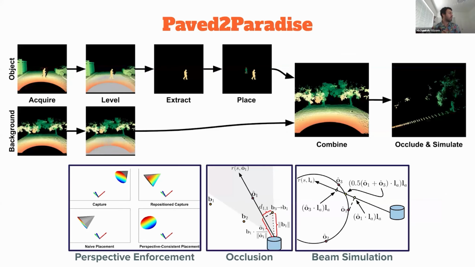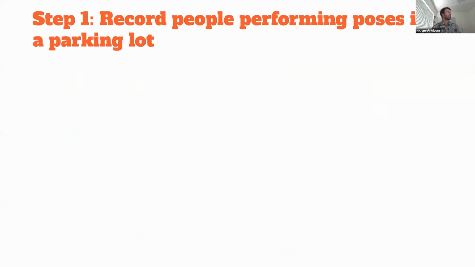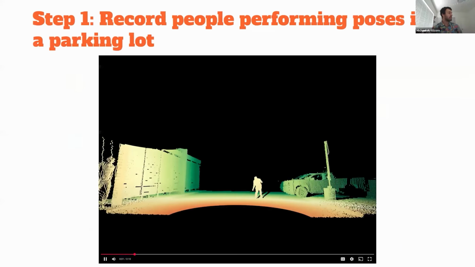Okay, and so this is the pipeline as it existed for the papers. There's been a little bit of modification since then, but I'll talk more about that later and do a little demo. Basically, again, we're going to collect our object. There's a leveling step to make sure the point clouds are aligned between the background and the object scenes. We're going to extract the human or object, place them in a new location, and then combine them together to create a final scene, where that combination step is going to involve some occlusion and simulation. And so, walking through the steps here.